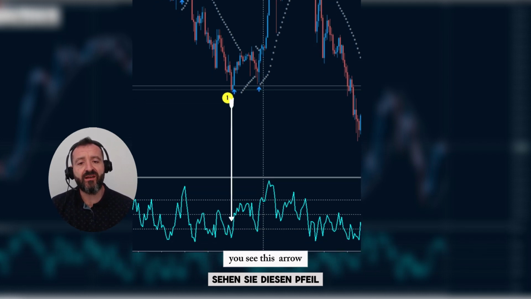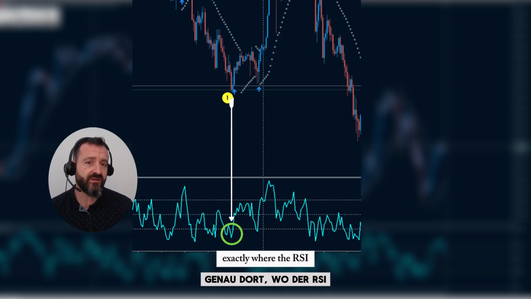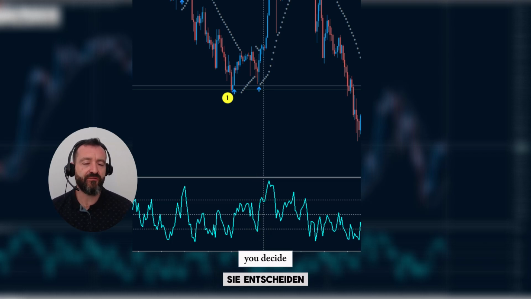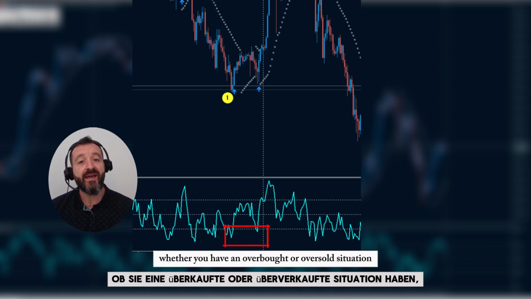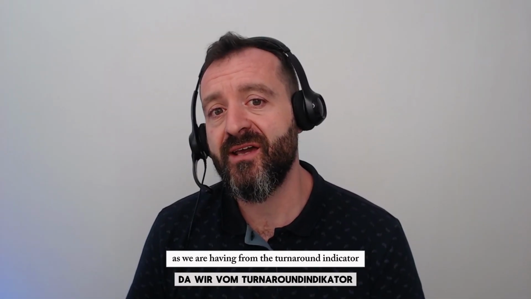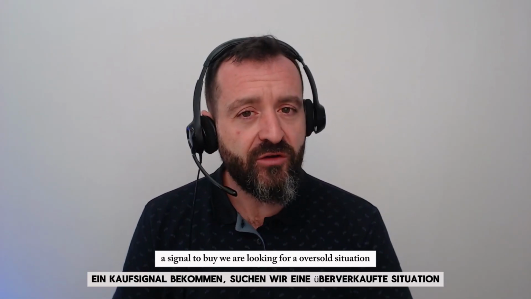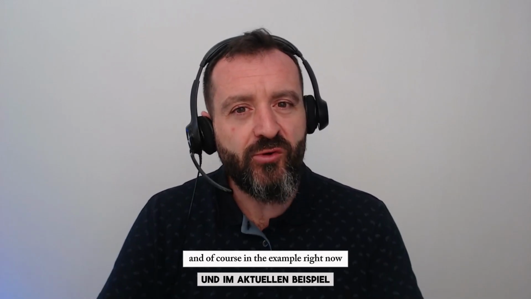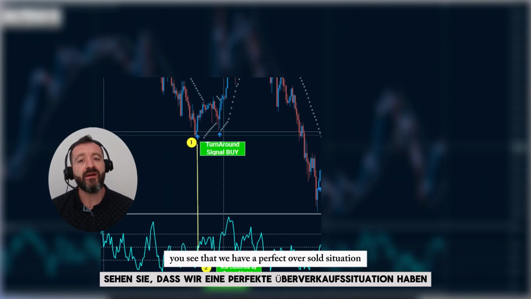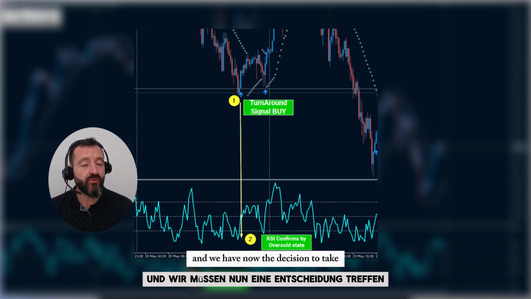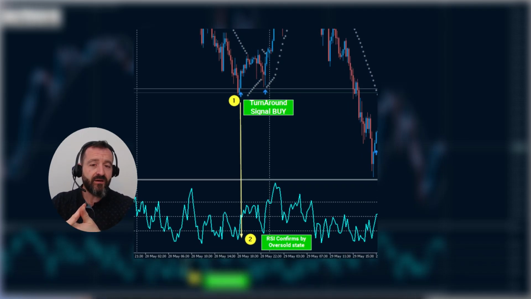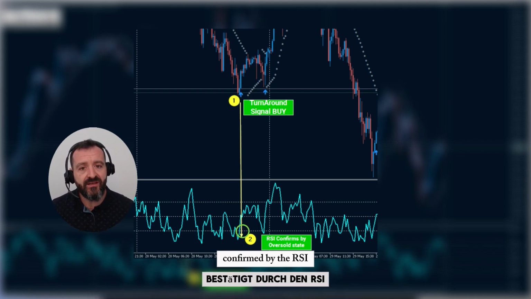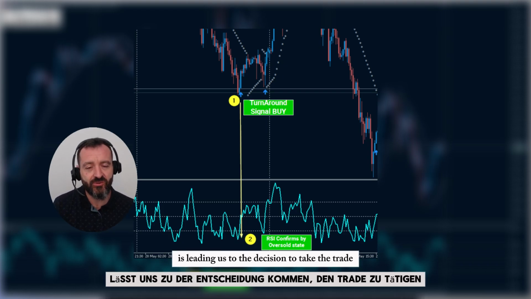You see with the arrow exactly where the RSI in the moment of the signal generation looked like. In this moment, you decide whether you have an overbought or an oversold situation. As we are having from the turnaround indicator a signal to buy, we are looking for an oversold situation. And of course, in the example right now, you see that we have a perfect oversold situation, and we have now the decision to take whether we want to take the trade. So signal number one from the turnaround indicator, confirmed by the RSI, is leading us to the decision to take the trade.